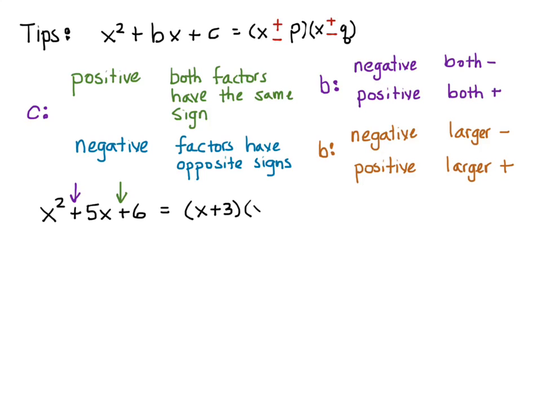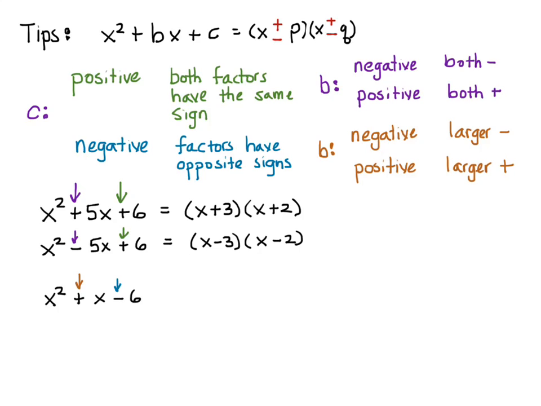Okay, all positive, both factors are positive. Have the plus sign in there. Now here we have the 6 is positive, the 5 is negative, and so that means we have the same sign, but since this is negative, that means they're both negative. So we'll have x minus 3 and x minus 2.